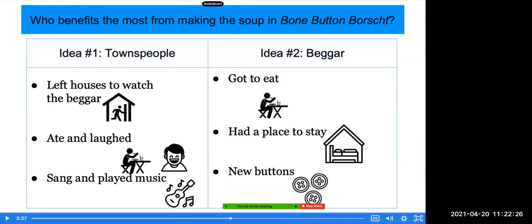Okay, so now in yesterday's video, I asked you to look at the chart and to decide which one you wanted to use as your opinion for who benefited the most from making the soup. Okay, so make sure that you read over the chart again, that you understand what the evidences are for your choice.